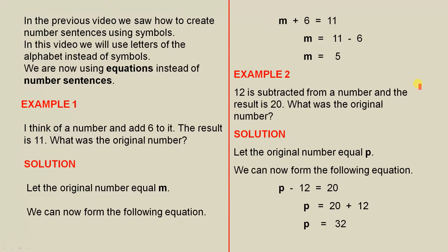Example 2. 12 is subtracted from a number and the result is 20. What was the original number? Let the original number equal p. We can now form the following equation. p minus 12 equals 20. Therefore p equals 20 plus 12, so p equals 32.